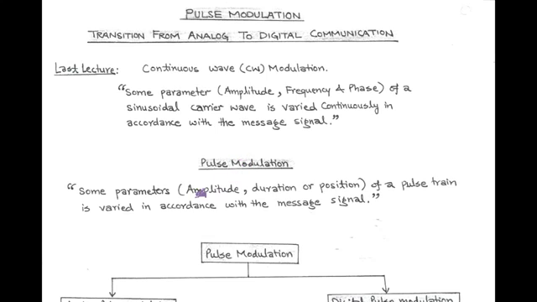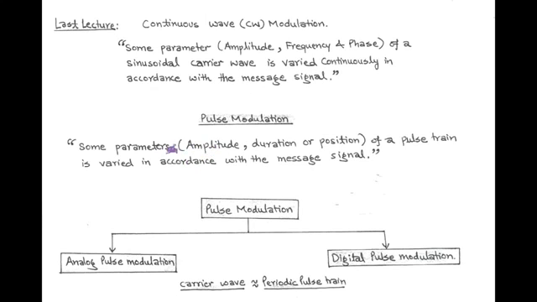In pulse modulation, we consider a train of pulses as a carrier signal. And the parameters like amplitude, duration or position of the pulse train are varied in accordance with the message signal. So the definition of pulse modulation is: when the parameters of the pulse train such as amplitude, duration or position vary in accordance with the message signal, the process is called pulse modulation.